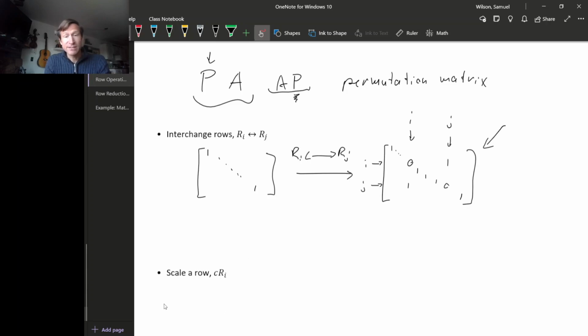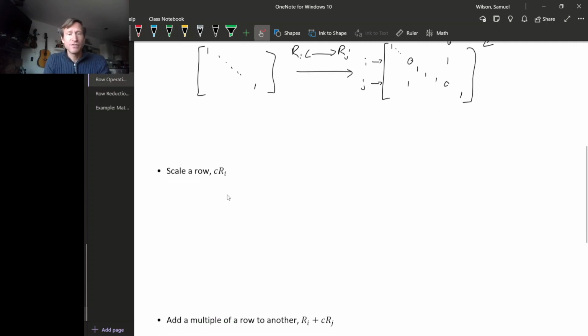Okay, so the next elementary row operation is multiplying a row by a scalar. To figure out the corresponding matrix that does this row operation, we should do this row operation to the identity. So let's multiply row i by c.